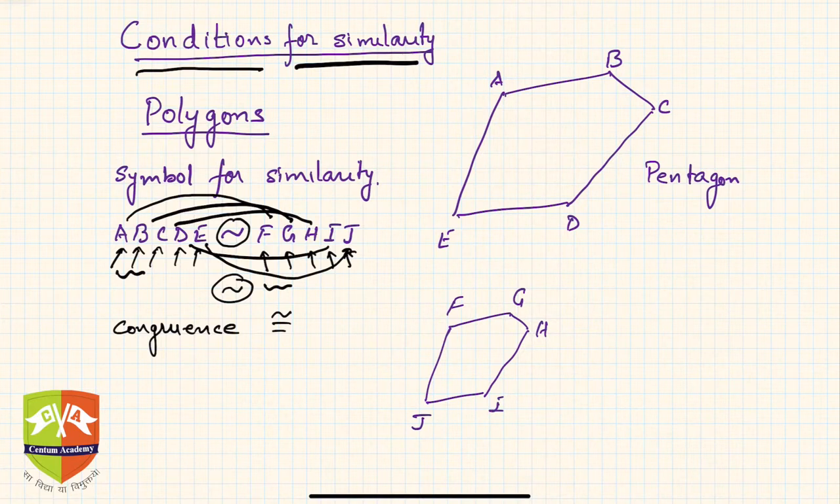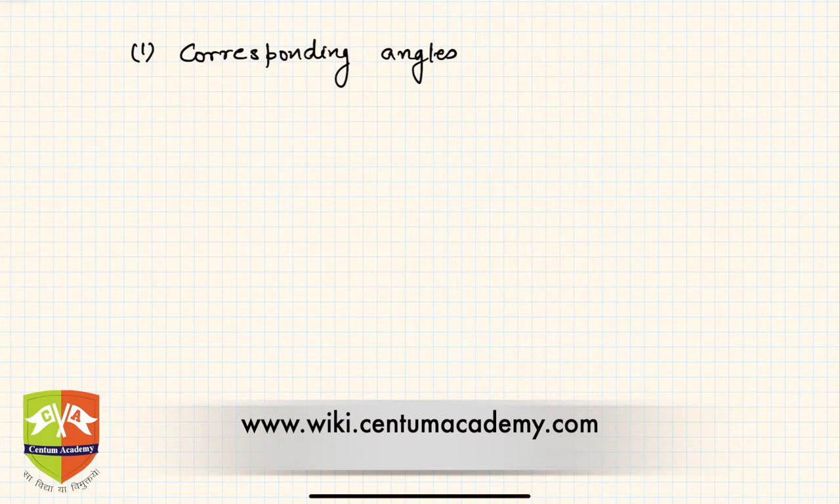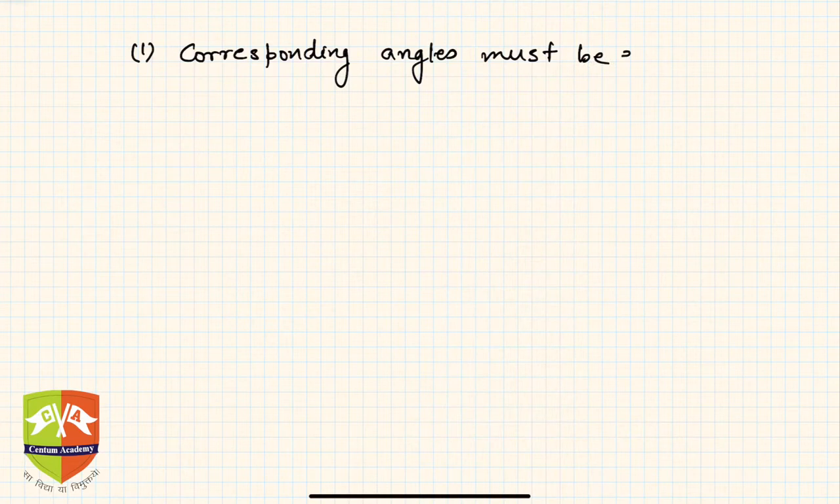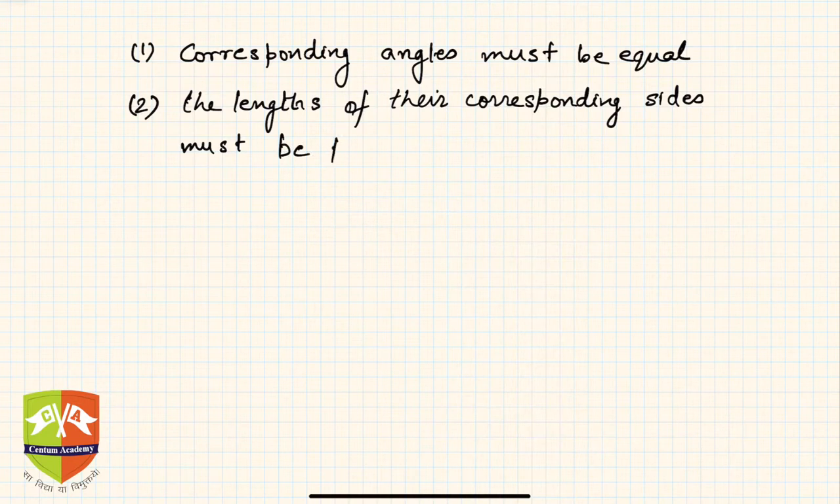So let us understand those conditions, and now I'm writing them. The first condition is that corresponding angles must be equal. This is criteria number one. Criteria number two says the lengths of their corresponding sides must be proportional. Okay.